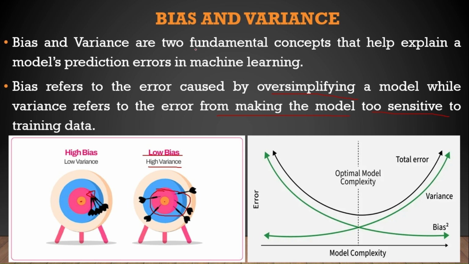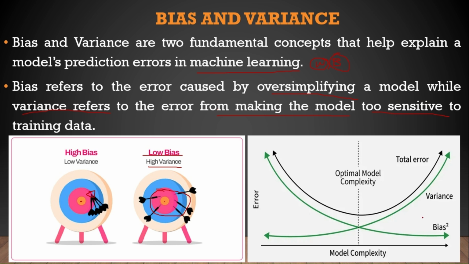Bias and variance are two fundamental concepts that help explain a model's prediction error in machine learning. We use bias and variance in machine learning concepts, which are used in the weight and bias. We will be calculating weight and bias here, while weights will be modified with the help of mean square errors, and the biases will be modified too. Variance refers to the errors from making the model too sensitive to the training data. So let us go in depth on this topic, bias and variance.